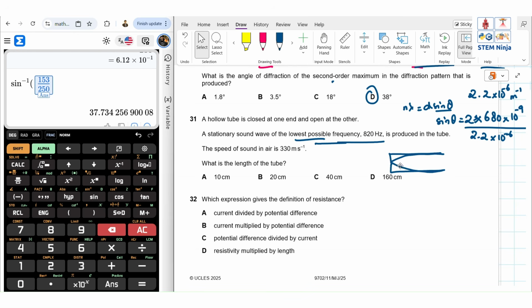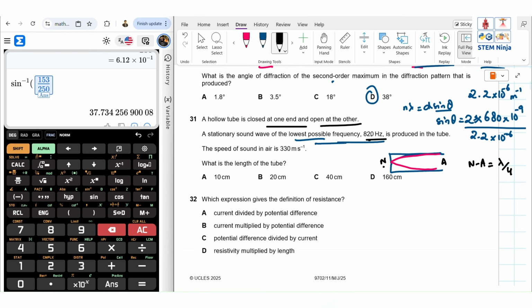Never mind. Let's do it one by one. This, nope. This and this. Okay. So this is your antinode, this is your node. This is the lowest possible stationary wave that can be produced when it's closed at one end and open at another. So we know the distance between node to antinode is lambda by 4.